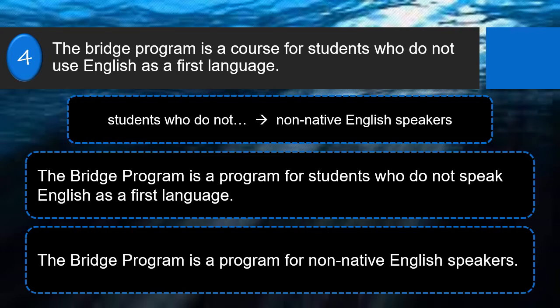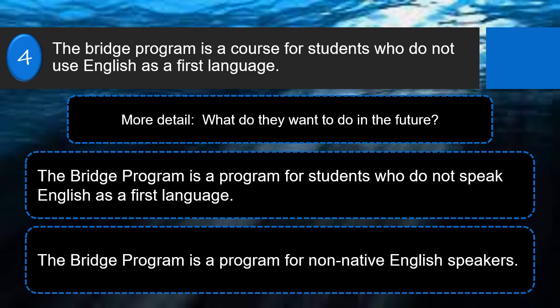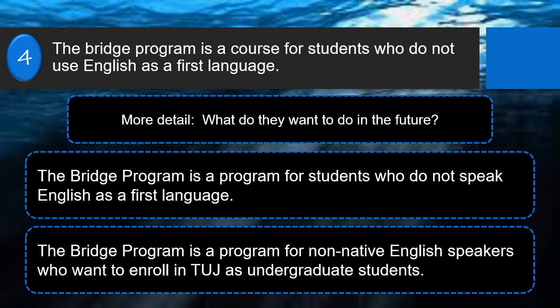I kind of like this one. But let's not stop there. Let's add more detail, because this is the most important thing. Not just non-native English speakers, but what do they want to do in the future? What do students in the Bridge program want to do after the program? The Bridge program is a program for non-native English speakers who want to enroll in TUJ as undergraduate students. This last part is very important because the Bridge program is very specific, not for any non-native English speaker.